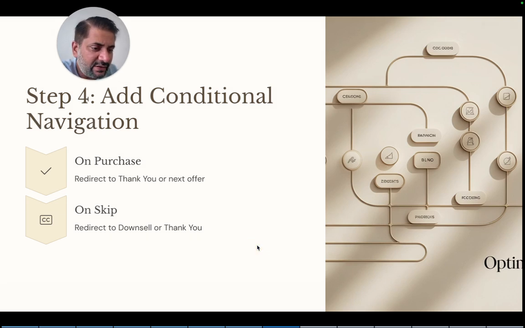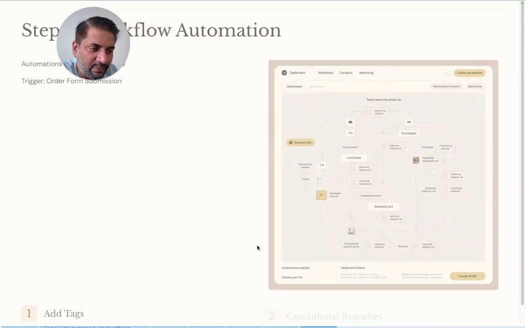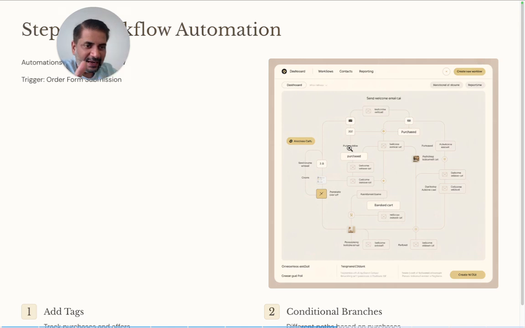So on purchase, you redirect to the thank you or the next offer. On skip, redirect to downsell or the thank you page. So that's the entire flow of how things are going to work.